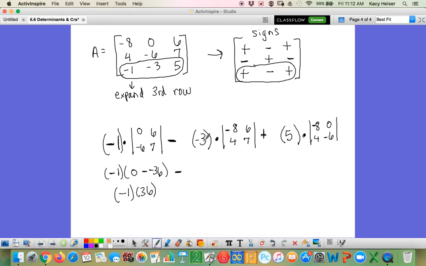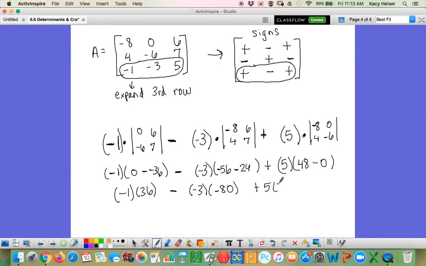And then minus, this is going to be a -3 times, if I look at this, I have -56 minus 24. So that's a -3 times a -80. And then plus 5 times the determinant of this matrix, which is 48 minus 0. So that's plus 5 times 48.